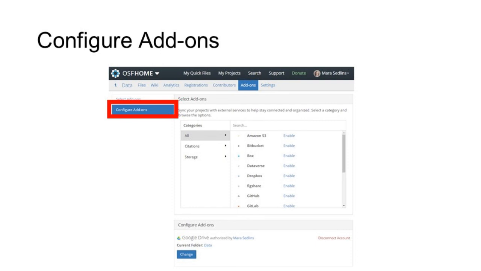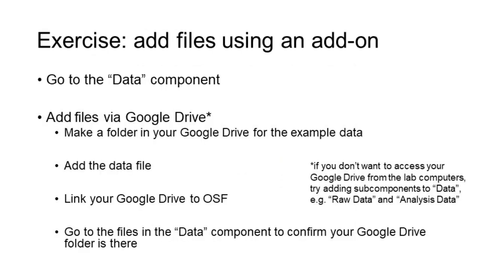If you change your mind about how things are organized, don't worry. You can reconfigure your add-ons by going into Settings and selecting Configure Add-ons from the left panel. Now try this for yourself.